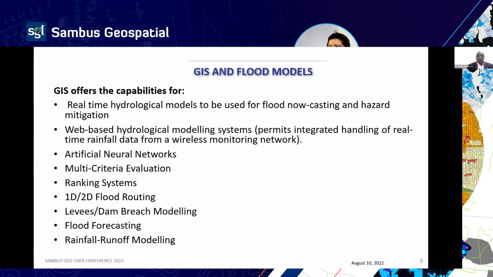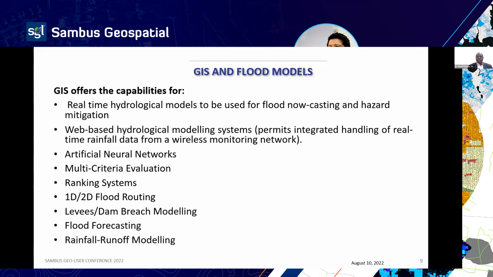Now, when we say why flood models, this is where we see the role of GIS in flood models. So I titled this as GIS and flood models because GIS offers the following capabilities. When we talk about real-time hydrological models that are used for flood nowcasting and hazard mitigation, it means that we must have prepared the necessary data to input whatever flood data. I mean, let's say there is rain falling now, and people downstream need to know what will likely happen.